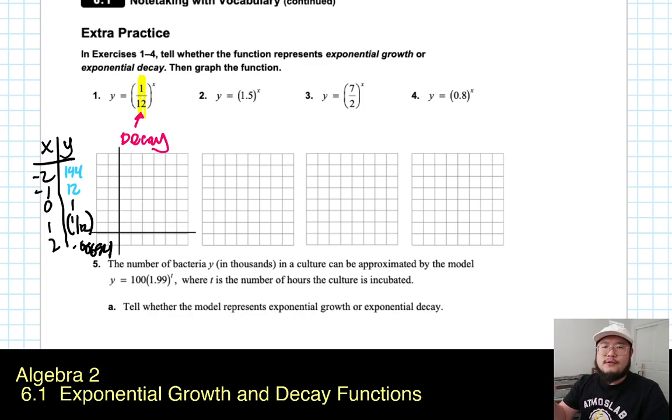So don't forget to make sure you have the graphs in your notes. I'll be looking for them later on. So let's take a look next at number 2.